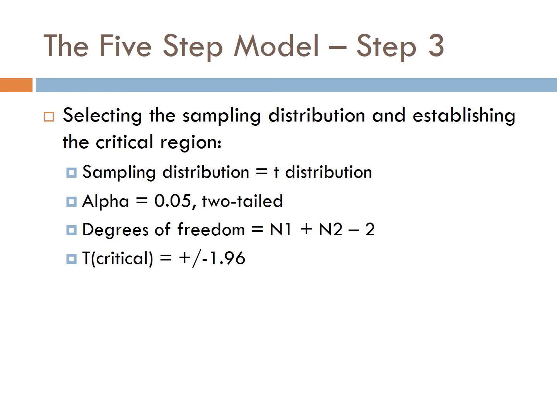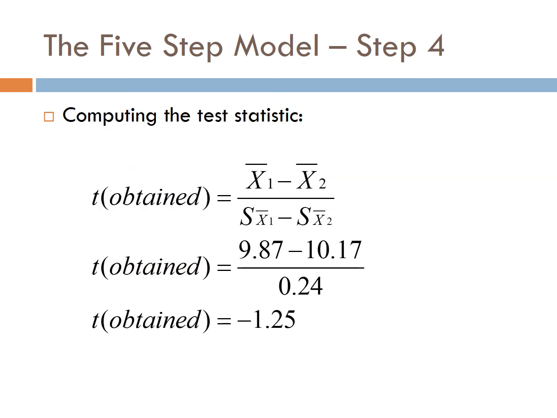So our sampling distribution is the t distribution. We have an alpha of 0.05 and two-tailed. We have degrees of freedom of n1 plus n2 minus 2, and we know that t critical is plus or minus 1.96. So we compute the test statistic. I, again, would potentially give you a table with the different numbers on it, and then you can compute. And we see that t obtained is negative 1.25.